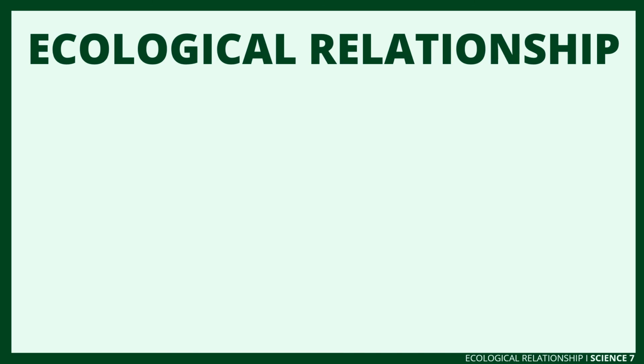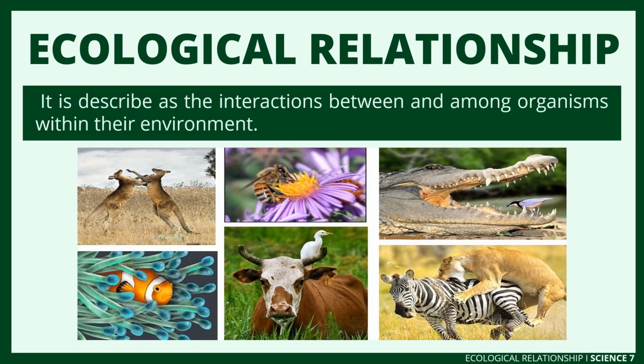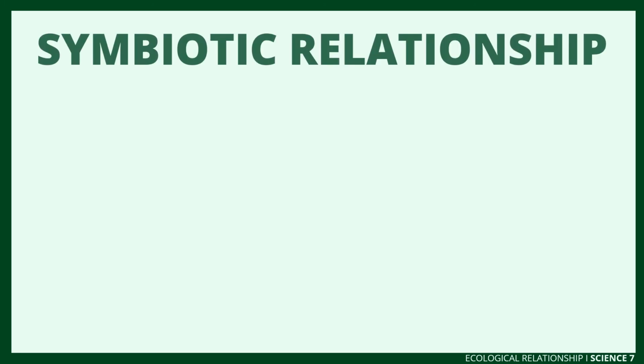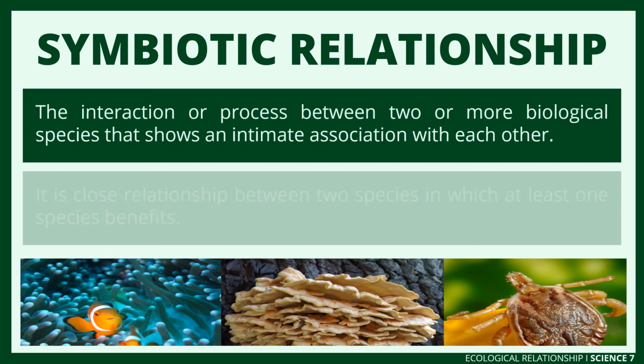Organisms in an ecosystem need to interact in order to survive and adapt. Ecological relationship is the term used to describe the relationship among and between organisms within their environment. On the other hand, symbiotic relationship involves organisms living in a close nutritional relationship. In this type of ecological relationship, one or both organisms obtain a benefit.